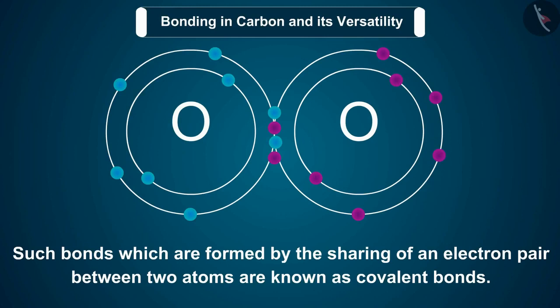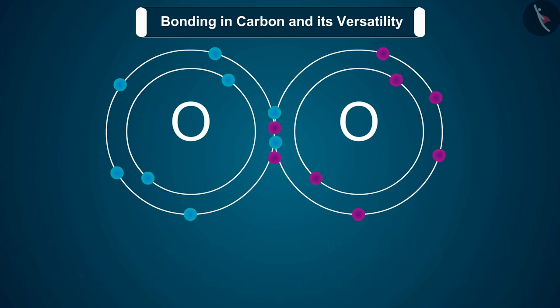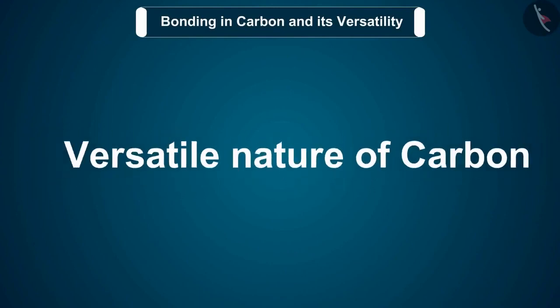Such bonds, which are formed by the sharing of an electron pair between 2 atoms, are known as covalent bonds. Covalently bonded molecules are seen to have strong bonds within the molecule, but intermolecular forces are weak. This gives rise to the low melting and boiling points of these compounds. Since the electrons are shared between atoms and no charged particles are formed, such covalent compounds are generally poor conductors of electricity. Let us now discuss the versatile nature of carbon.